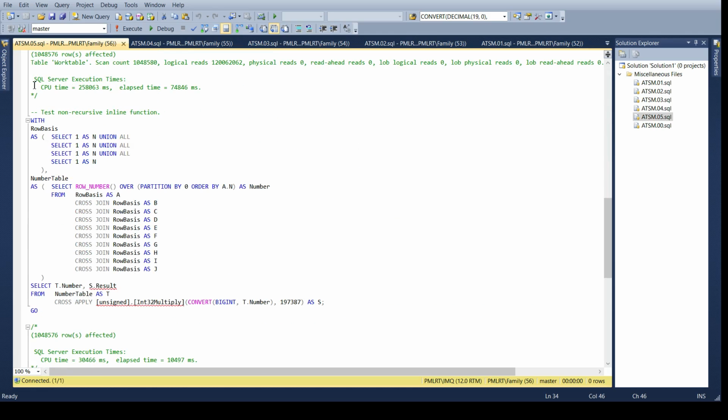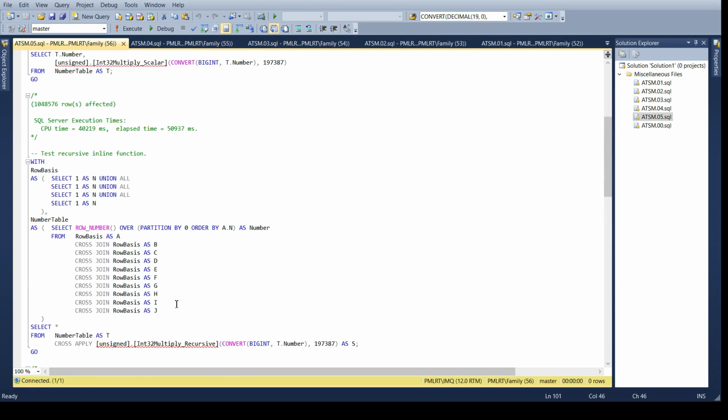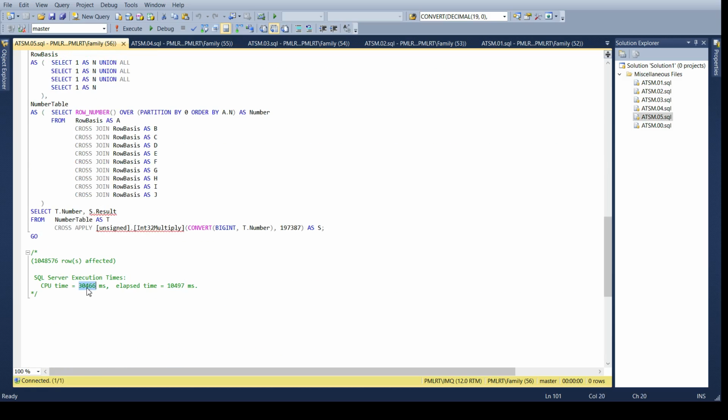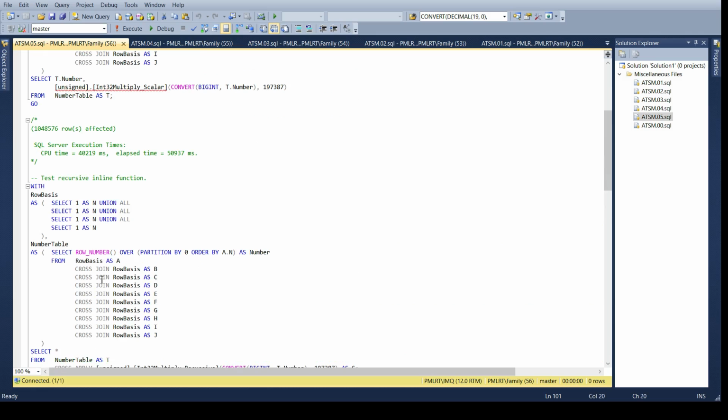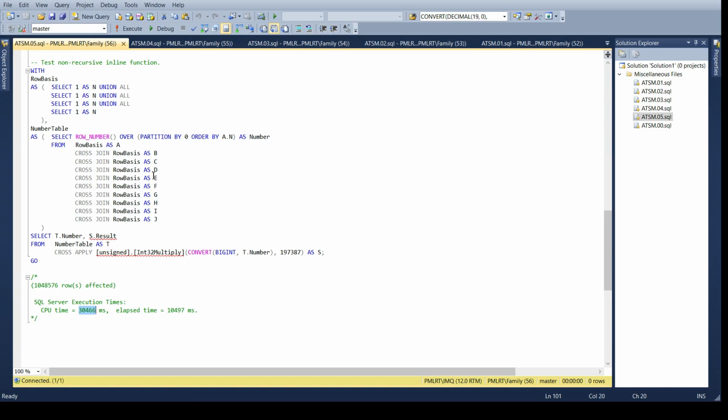So here we go with the third one. What I did was I ran the same set of numbers through the non-recursive inline, and I got a much better result out of that. 10 seconds total time compared to 50 seconds, and CPU time was 30 seconds instead of 40 seconds. So much better results.